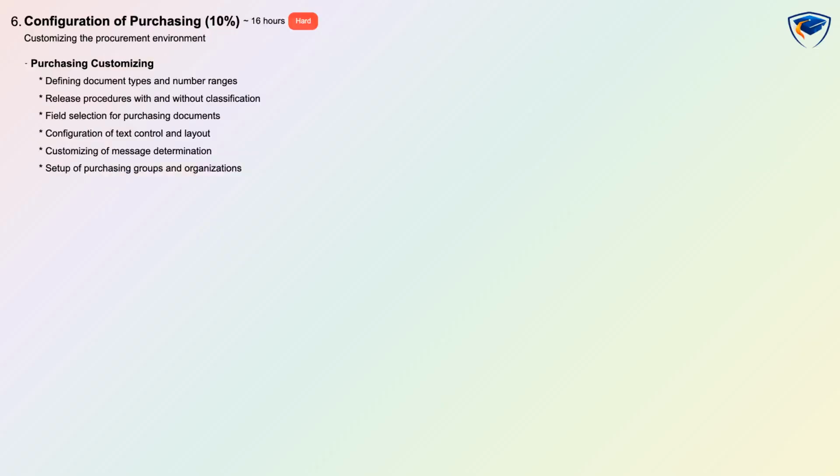Configuration of Purchasing is 10% and covers customizing the procurement environment. This hard domain needs approximately 16 hours of study and combines hands-on and conceptual assessment types.